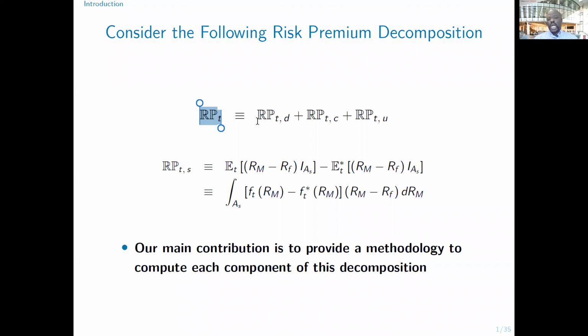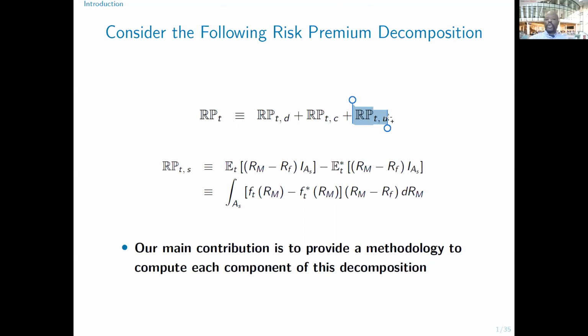Each component is related to exposure to a certain region of the distribution of the return. The first component here is the risk premium associated with the left tail of the distribution. Then you have the risk premium associated with the center, and the last one is the risk premium associated with the right tail of the distribution.